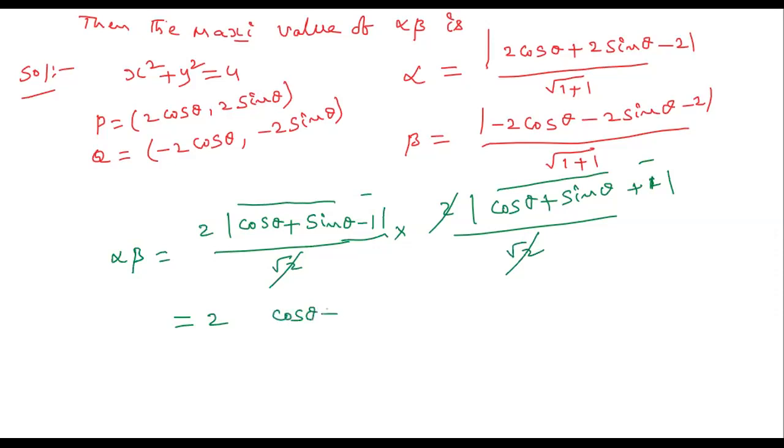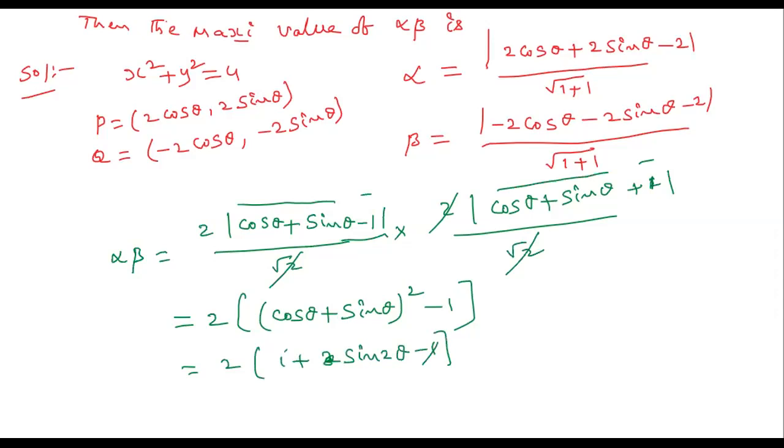That is cos theta plus sine theta whole square minus 1. Now expand this cos theta plus sine theta whole square. We get 1 plus 2 sine theta cos theta, that means sine 2 theta. So this is 2 into 1 plus sine 2 theta minus 1. Directly I am writing sine 2 theta. Here minus 1 plus 1 is cancelled. We get 2 into sine 2 theta.